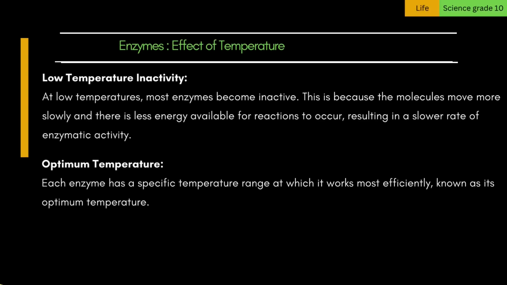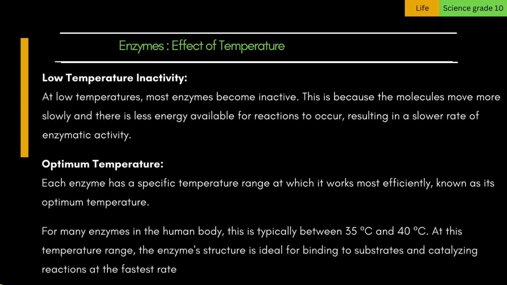2. Optimum temperature. Each enzyme has a specific temperature range at which it works most efficiently, known as its optimum temperature. For many enzymes in the human body, this is typically between 35 degrees Celsius and 40 degrees Celsius. At this temperature range, the enzyme's structure is ideal for binding to substrates and catalyzing reactions at the fastest rate.